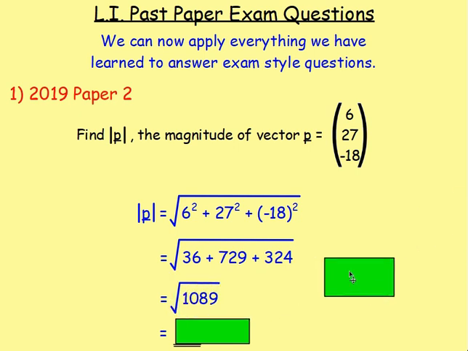If you add all of them together, you end up with 1,089. And if you take the square root of 1,089, what do you end up with then? 33.